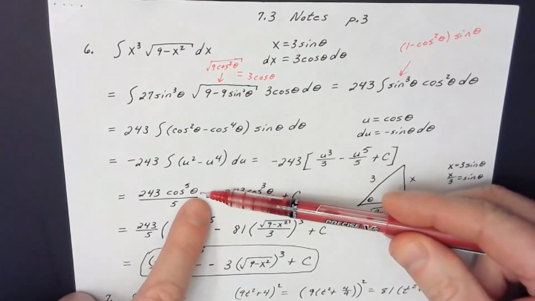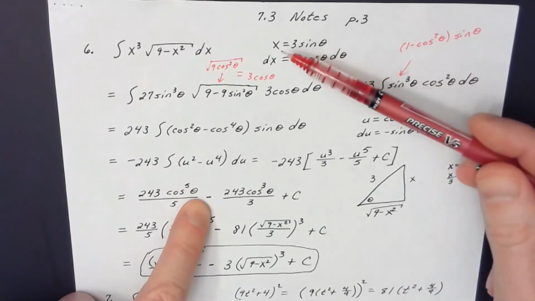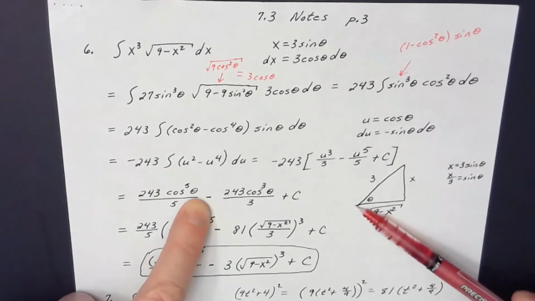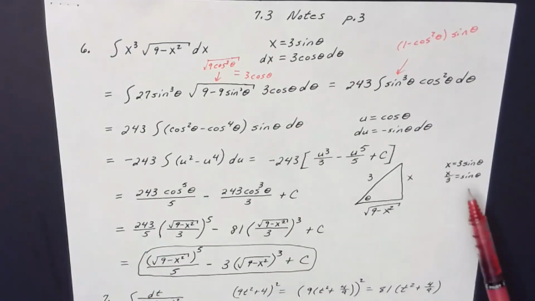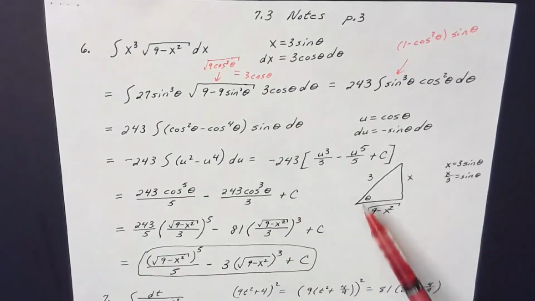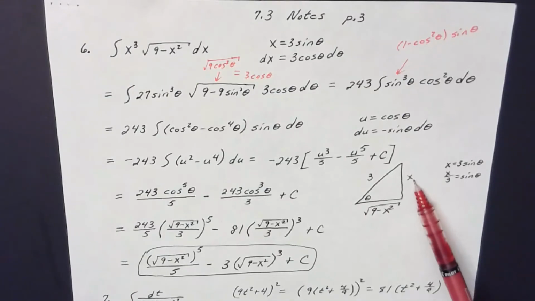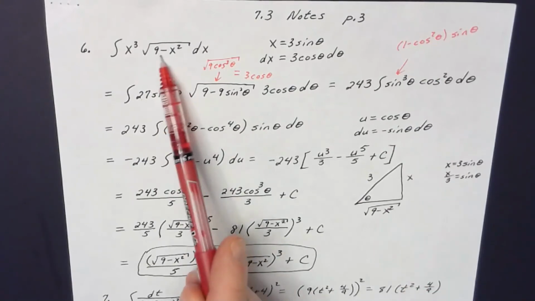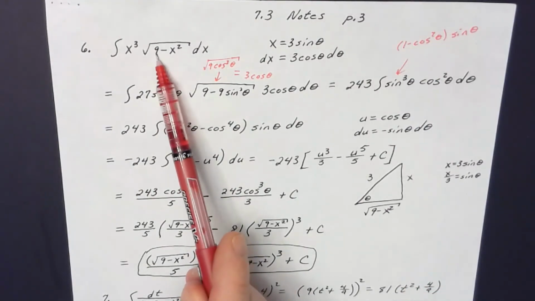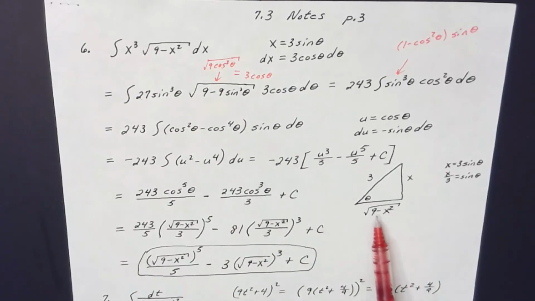Once you get your answer back in terms of theta, you say, now I can get it back in terms of x by using my trig triangle. Our relationship in this problem was that x over 3 is the sine of theta. So opposite theta is x, hypotenuse is 3. The adjacent side is the square root of 9 minus x squared. And again, the form from the original problem always has to show up in your trig triangle. If it doesn't, that's an indicator that you've done something wrong. Okay, but everything is good here.